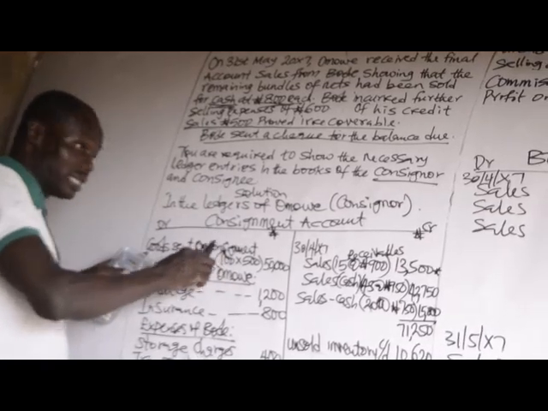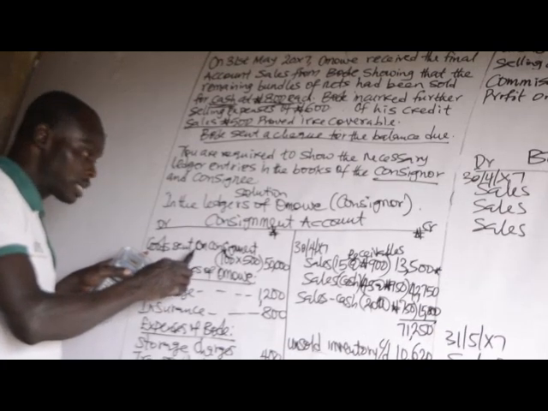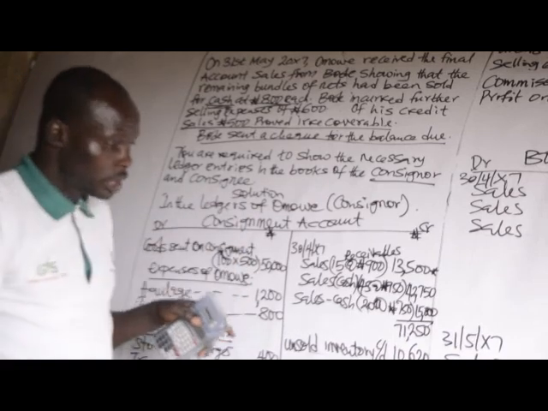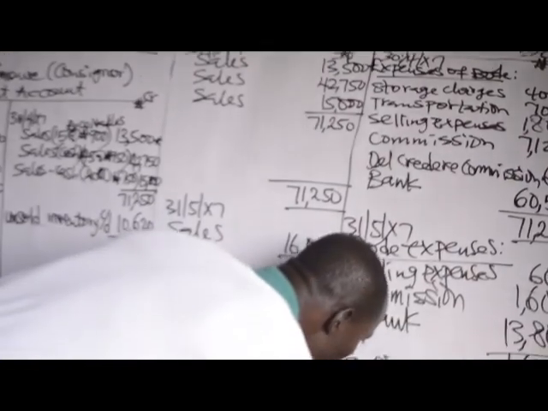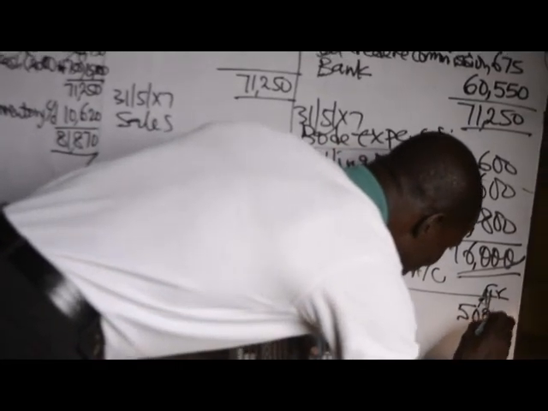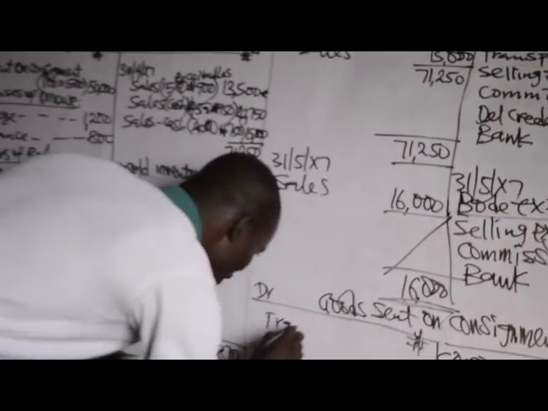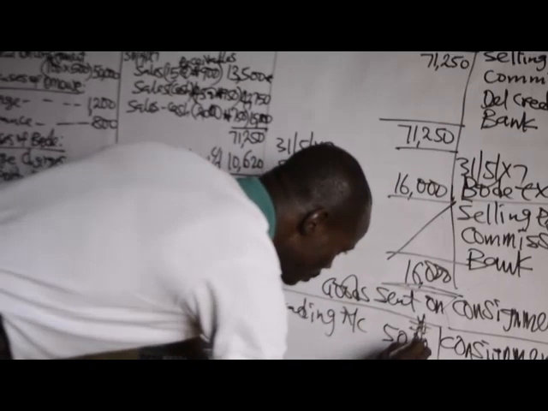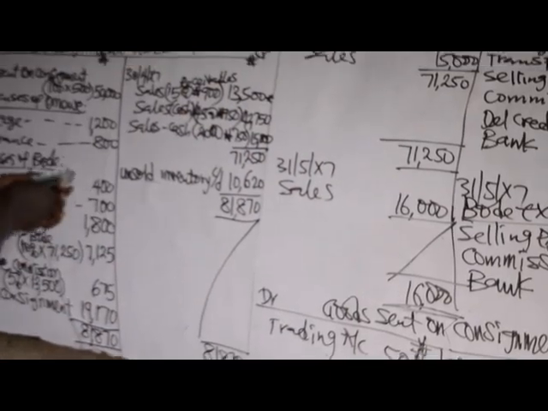Since it was debited to consignment, the double entry principle states that for every debit entry, there must be a corresponding credit entry. The debit entry is in the consignment account, while the credit entry will be in goods sent on consignment. So we have consignment, and that amounted to 50,000. So you close it to trading account, or you have it as purchases. Trading account, that is 50,000.